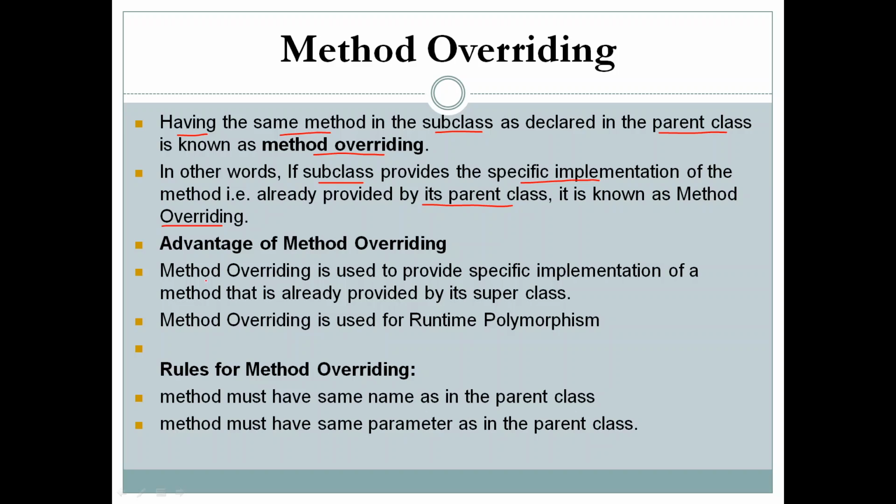First, method overriding is used to provide a specific implementation of a method that is already provided by its superclass. As we know, when a class inherits the properties, it also inherits its methods as well. So you may ask, when we are inheriting a method from a parent class, why do we need to declare the same method again in the subclass? The thing is, the subclass may want to implement that method in a different way.